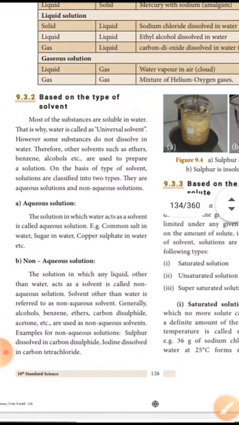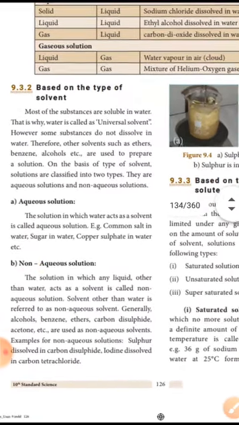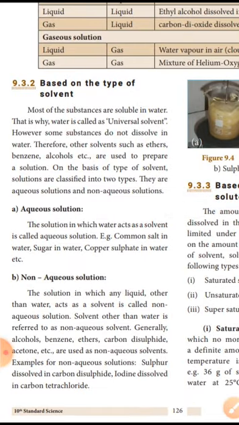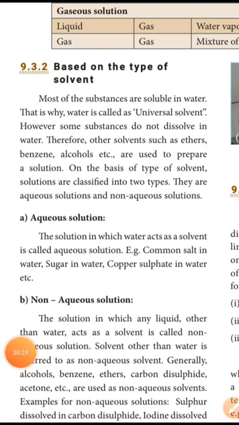Next, see the second type of solution, which is based on the type of solvent. What is solvent? Yes, the component which is present in larger amount, that is solvent. You know very well. Give one example of solvent. Yes, very good. The answer is water.